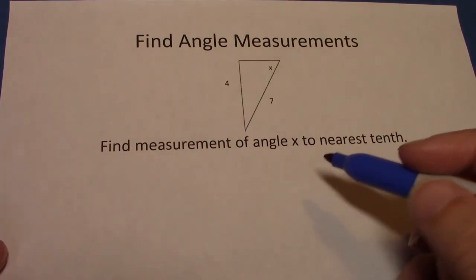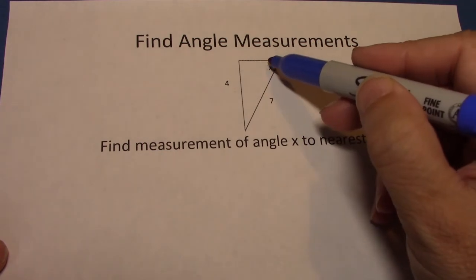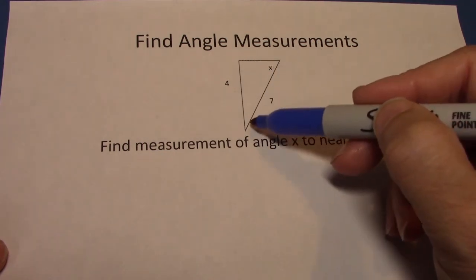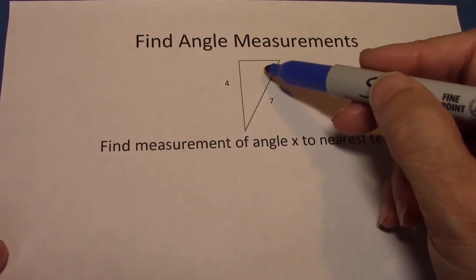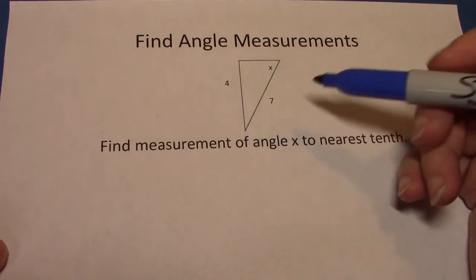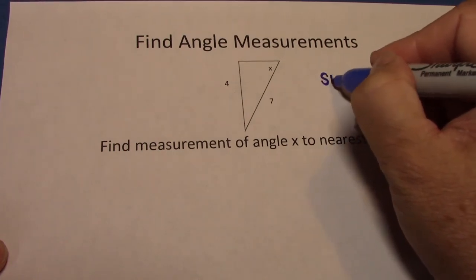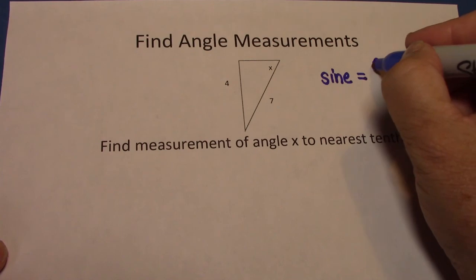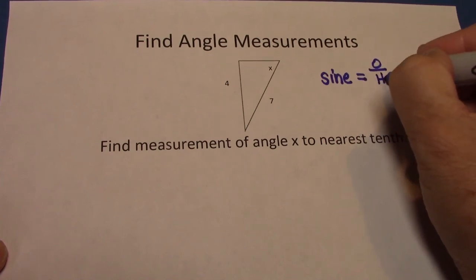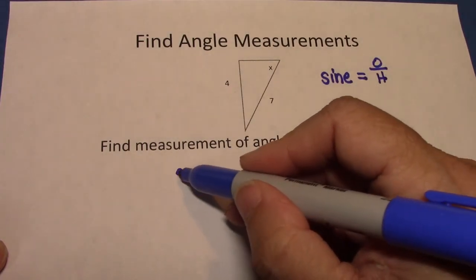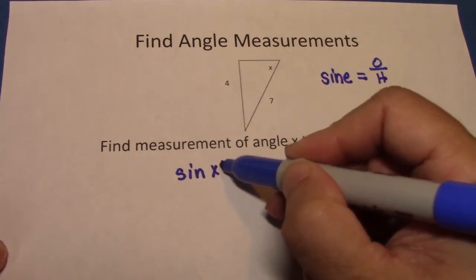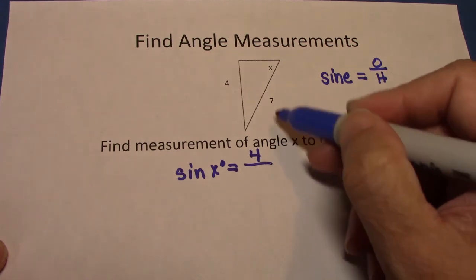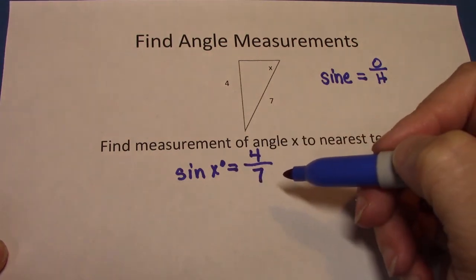Here's another example of finding an angle measurement. Here we were looking for the angle up here in this corner. We know that the hypotenuse is 7, and we know that the opposite side is 4. So we're looking at the sine ratio, which is opposite over hypotenuse. So we can write sine of x is, again, the opposite, 4, over the hypotenuse, 7.